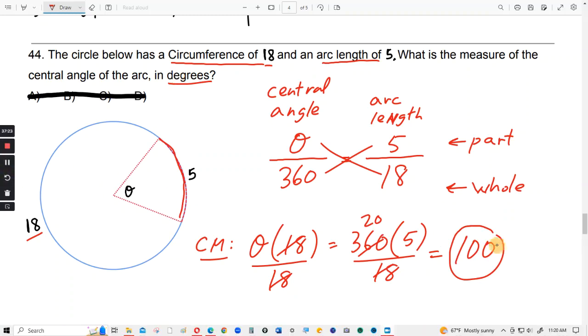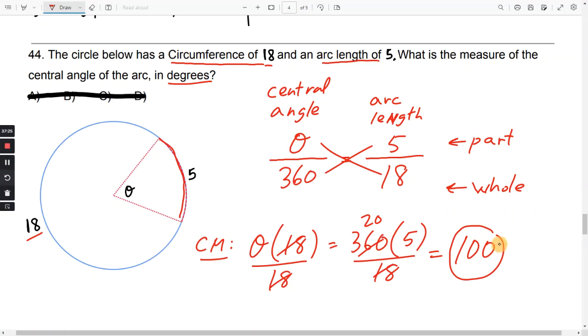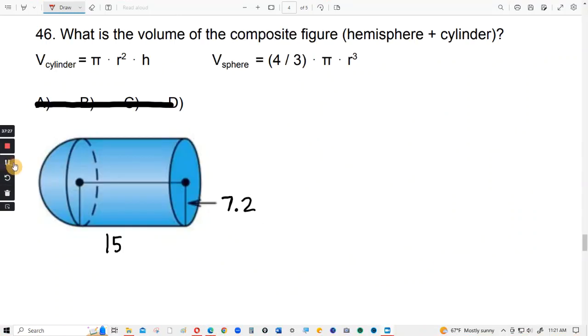And they said degrees, so I guess that'd be 100 degrees. Alright, what is the volume of the composite figure? It's a hemisphere plus a cylinder. So we have the cylinder formula and the sphere formula.